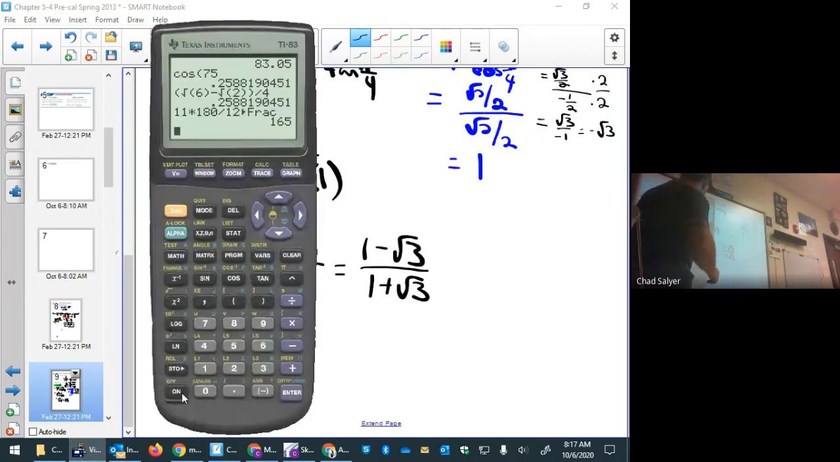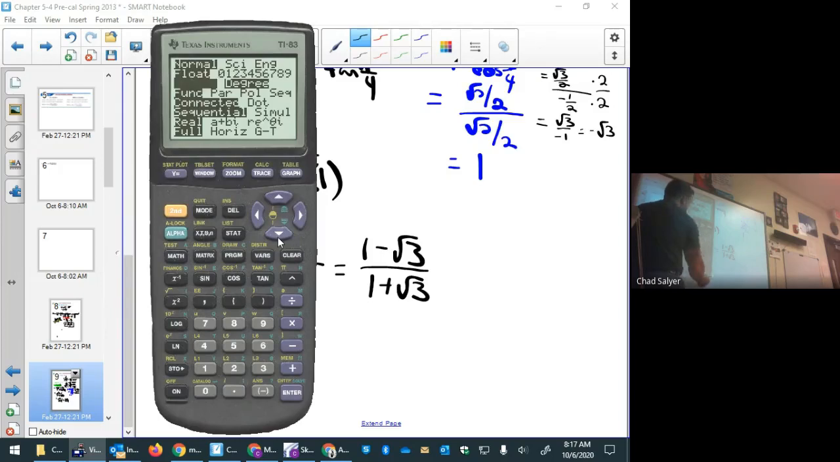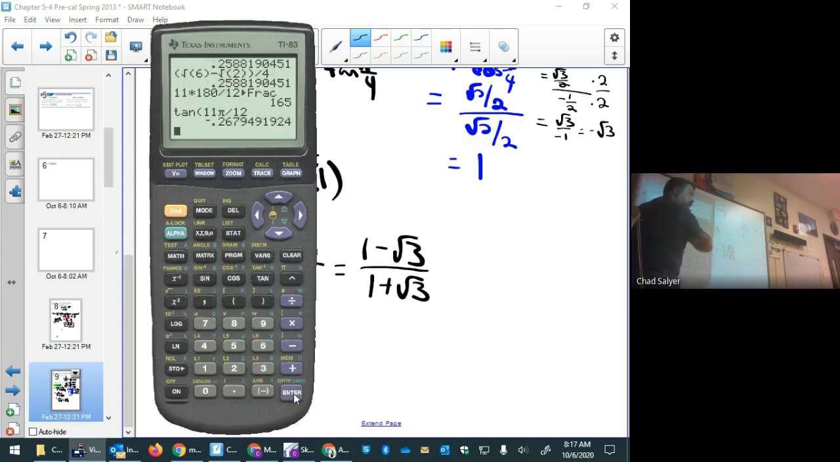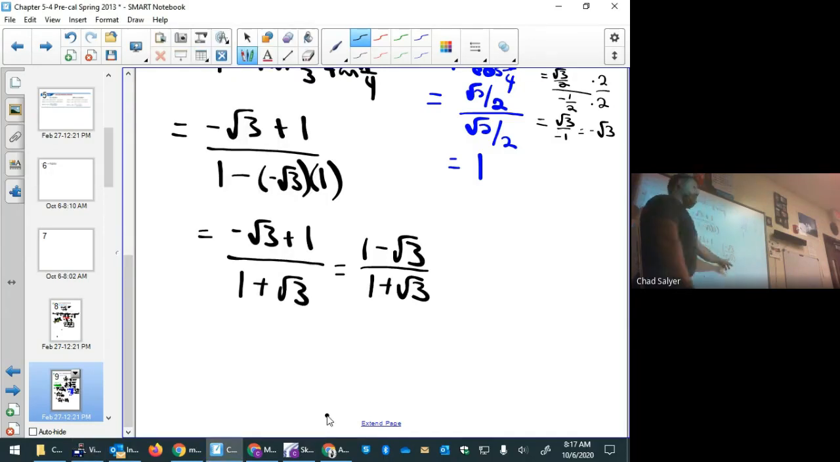Let's check our answer again, because that's important to be able to do that. So let's go to radian mode, because this angle is in radians. So we've got the tangent of 11 pi divided by 12. So that's this decimal value. And let's see if it corresponds to what we found. 1 minus the square root of 3 divided by 1 plus the square root of 3. Sure enough. So this is the exact value of the tangent of 11 pi over 12.